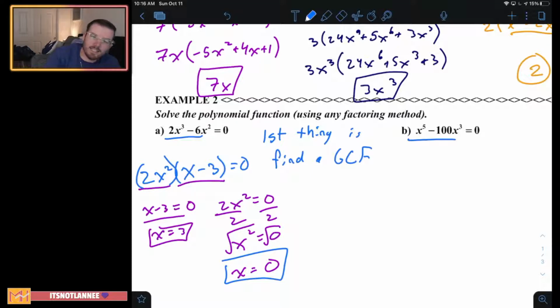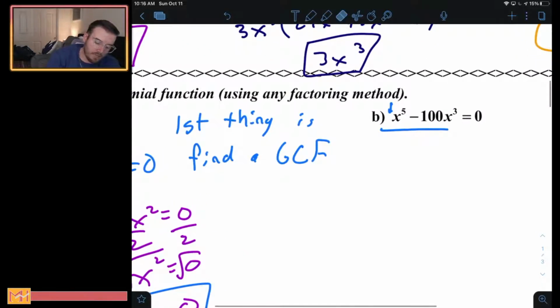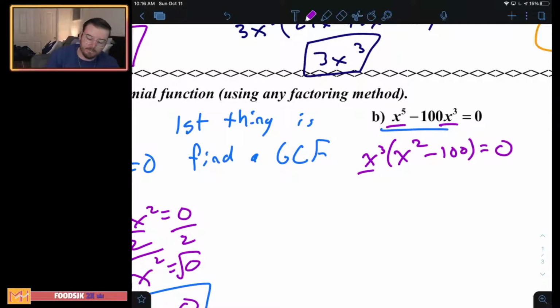So what is the GCF? That's the first thing you look for. They don't share any numbers, and that term doesn't have a coefficient in front of it. So I guess it all comes down to the x's. I can pull out x cubed from each of these. If I take 3 away, how many am I left with? 2. And when I take all 3 away, what am I left with? 100.